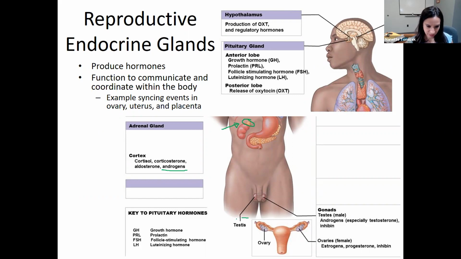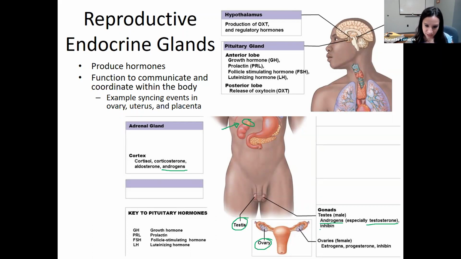Okay, we can't forget about our favorite organs, the testes and the ovaries, right? Those are obviously our gonads, and they have a whole host of hormones. The testes, obviously, are going to produce androgens. Remember that word means man-forming, especially testosterone, but we can't forget about dihydrotestosterone. That was really important in the external genitalia development. We saw people with the condition not having the enzyme to turn testosterone into dihydrotestosterone. That created problems for them in terms of how those structures developed.